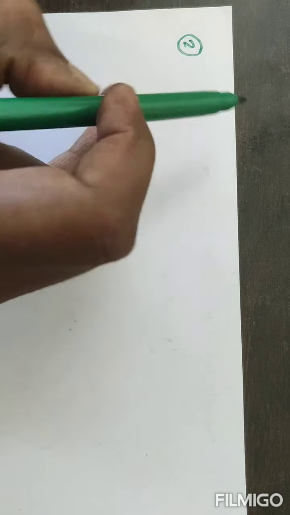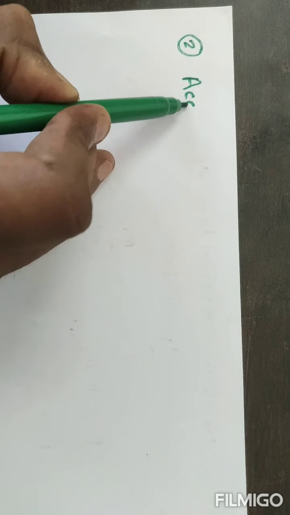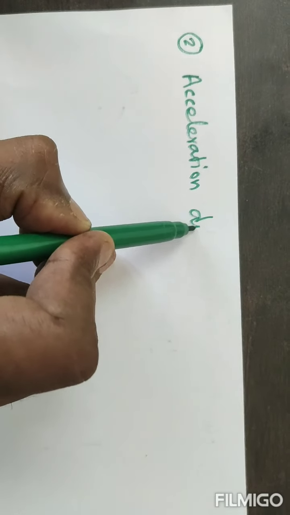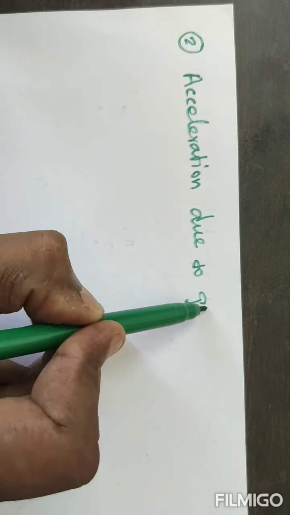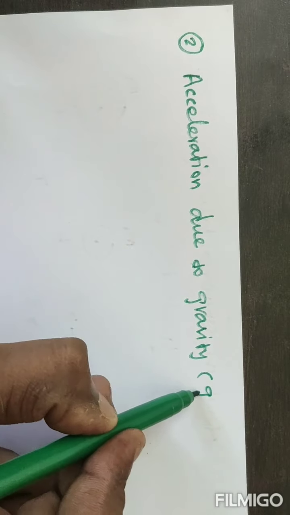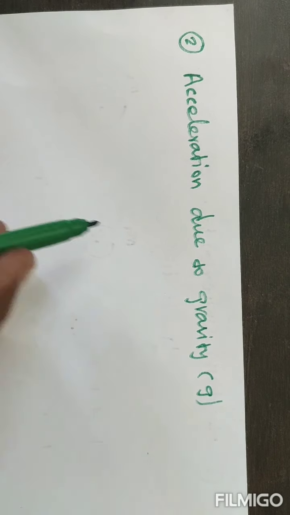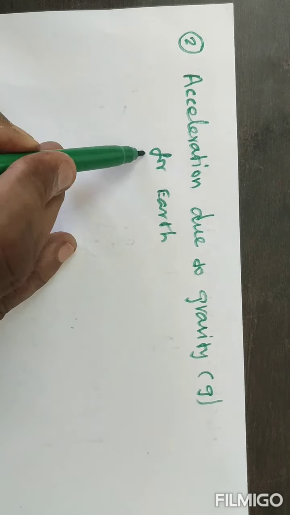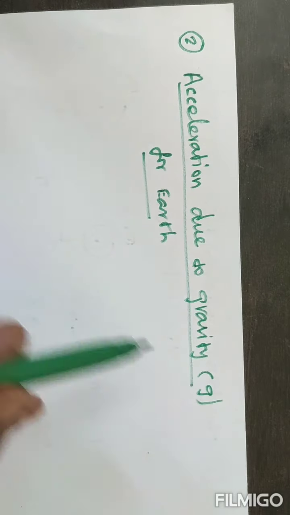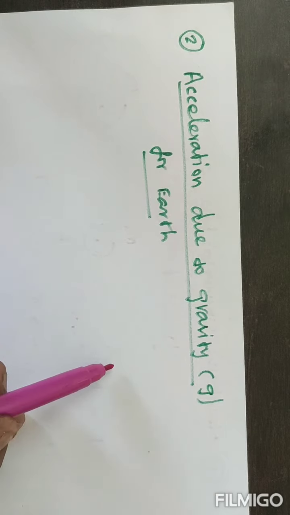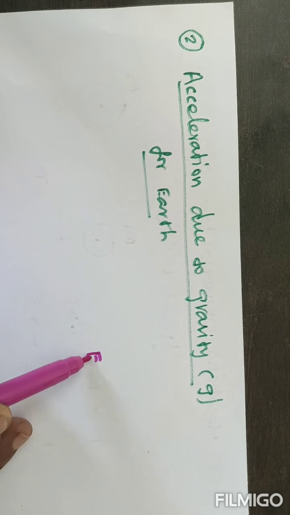Dear students, the second topic is we can find acceleration due to gravity. Acceleration due to gravity, that is small g value, particularly for earth. So we are going to calculate acceleration due to gravity for the earth. So please listen. Now let's take the earth.